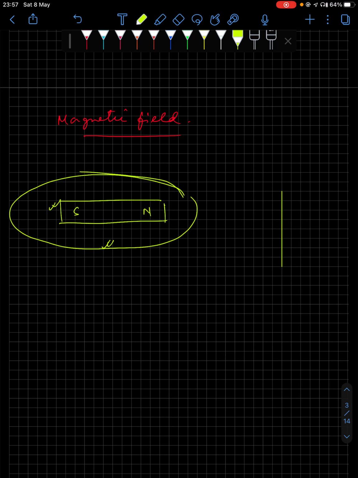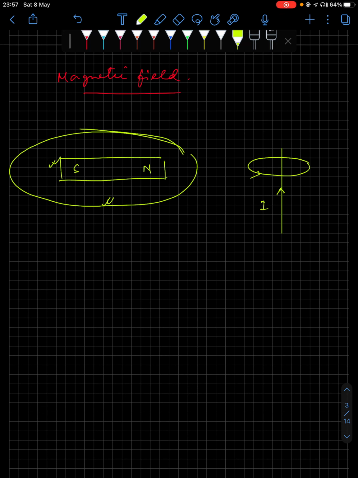Also, in this chapter, we'll see Oersted's experiment. In the second video, I'll cover that. In Oersted's experiment, you'll see that a wire carrying a current I also produces a magnetic field around it. The direction of this magnetic field can be determined by using the right hand thumb rule. If you place your thumb along the direction of the current in the wire, then the direction in which your fingers curl will show you the direction of the magnetic field. So in this case, the direction of the magnetic field will be this.